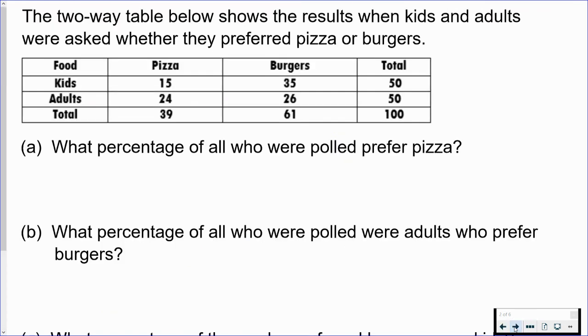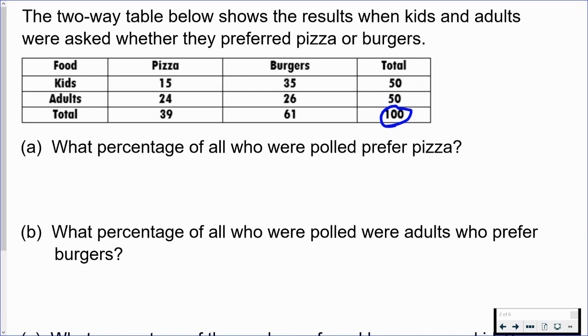All right, let's try another one. Let's take a look at this table. Two-way table below shows the results when kids and adults were asked whether they preferred pizza or burgers. Okay, what percentage of all who were polled prefer pizza? Okay, this time we're asking for percent. Okay, so let's take a look. One nice thing that we're going to love about this is that the total number of people is 100, so that makes percents very easy to find, right?